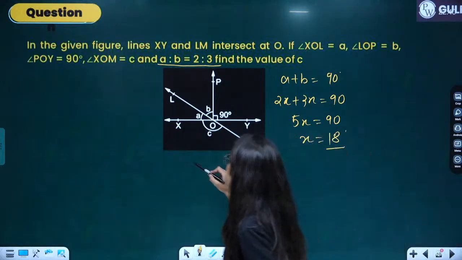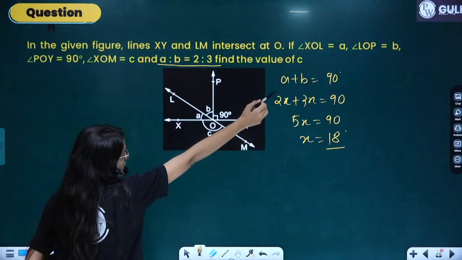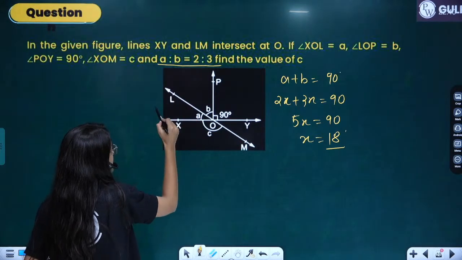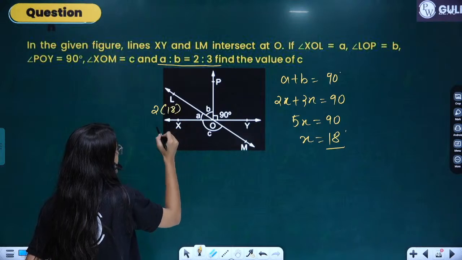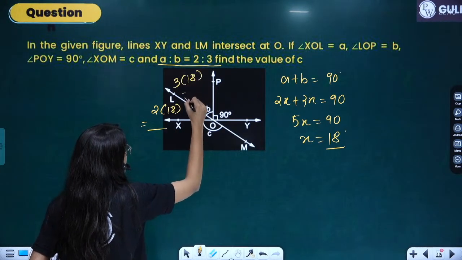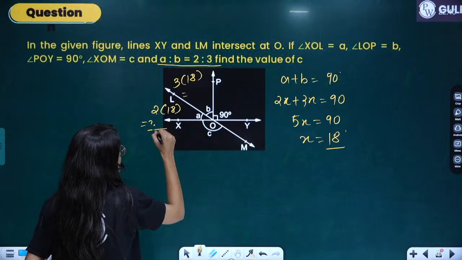Now if x is 18, we know that the ratio is given. So 2x, 2 multiplied by 18, tell me what it is. Then 3 multiplied by 18, what is it? Both the things.